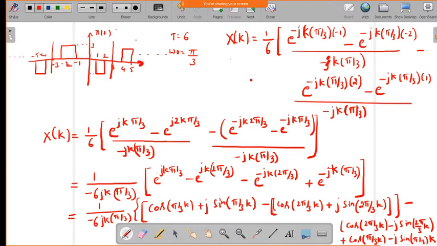Okay, and write down the remaining terms. You can see here it is minus j and minus j, so these will get added. Minus j sin (π/3)k will get cancelled with this plus j sin (π/3)k, and this minus cos of (2π/3)k will get added, and this also minus and this will become plus, so these will get cancelled each other. Okay, so now write out the remaining things.